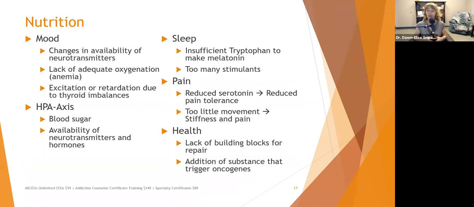And their health, if they don't have the building blocks they need to repair their body, then they may feel pain. People heal a lot faster if they're eating a healthy diet. Additionally, nutrition can contribute to problems and pain and mood issues because some substances can trigger oncogenes, or the cancer-causing genes in your body, which will contribute to pain and will add to mood issues.